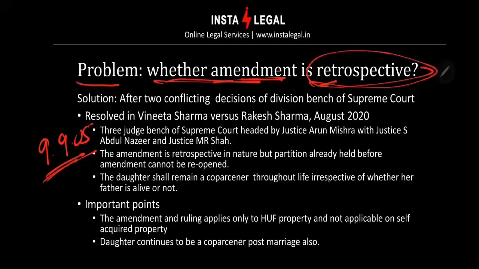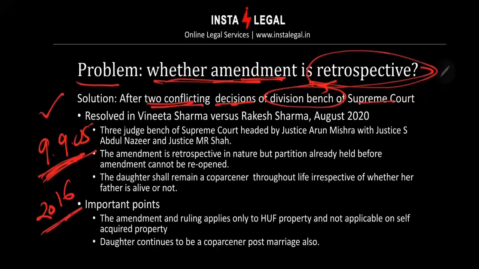After the amendment had come into picture, there were two conflicting decisions of the Supreme Court of the Division Bench. In one of the decisions held in 2016, the Supreme Court held that living daughters of living co-partners as on the date of the effective amendment, that is 9/9/2005, it would be only on that date whoever is alive, it will apply to them. However, in 2018, another judgment of the Supreme Court came which said, irrespective of the fact whether the father or the daughter is alive on the date of the amendment, by way of birth, the daughter will have a co-partner right, and hence the amendment is retrospective in nature.